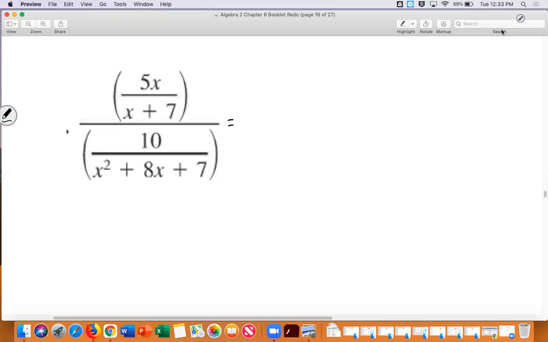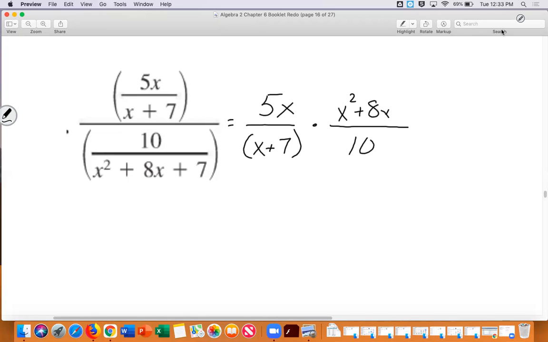All right, so here we have 5x over x plus 7 times, and I'm going to multiply it by the reciprocal. So I'm going to have x squared plus 8x plus 7. Now, I have to break it down into its components. So I need to factor. So I'm going to go ahead, rewrite my first fraction, and now I'm going to factor my second.